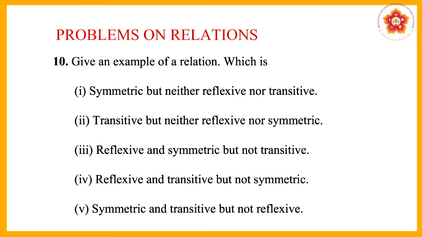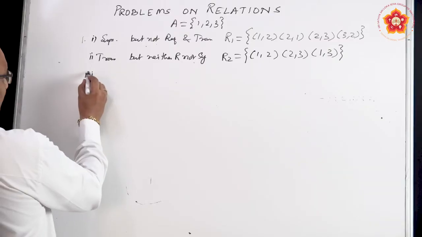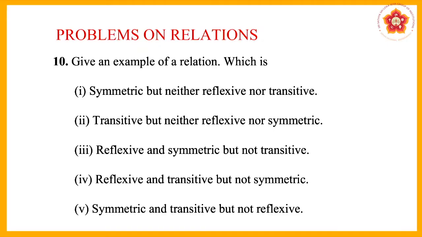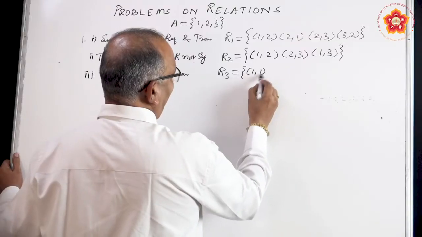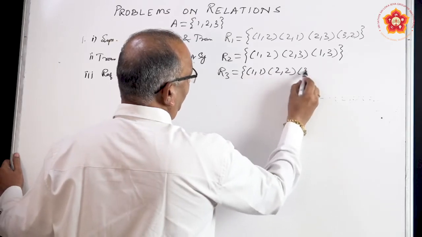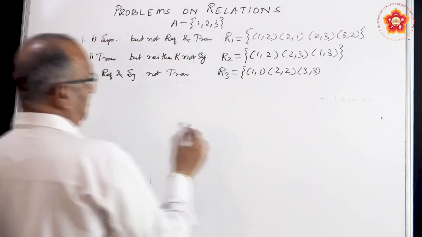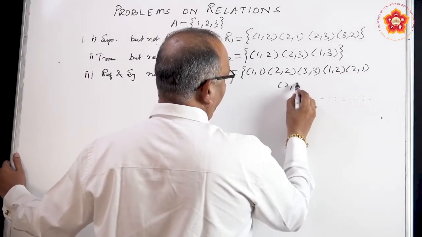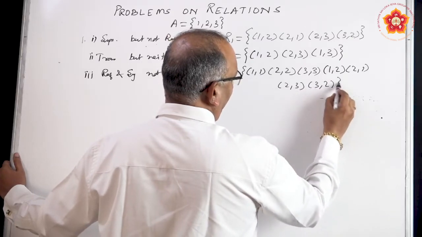Third one, he says reflexive and symmetric but not transitive. Write one more relation, reflexive and symmetric. Since it is reflexive, you will write (1,1), (2,2), (3,3). This takes care of reflexive. Symmetric: (1,2), (2,1), (2,3), (3,2). And we close here.